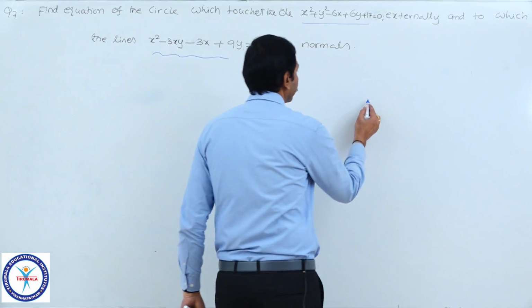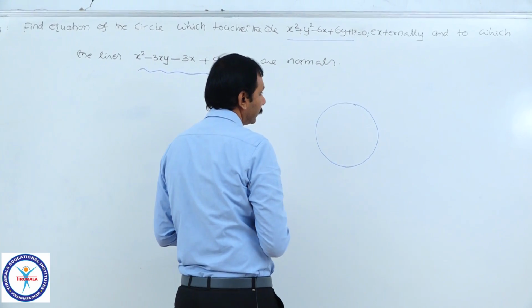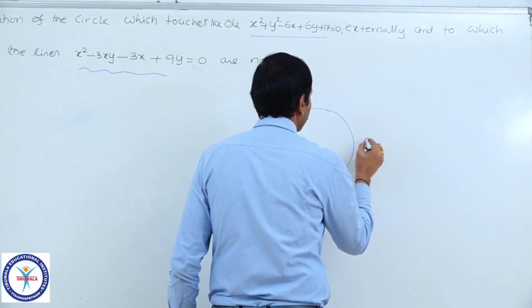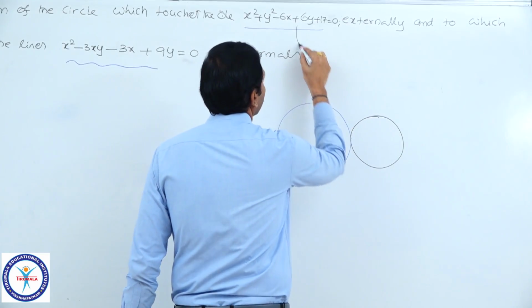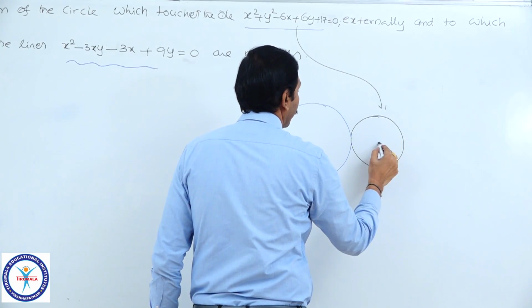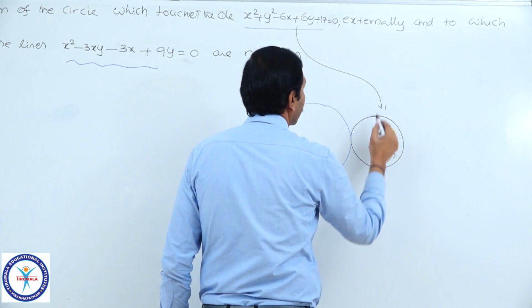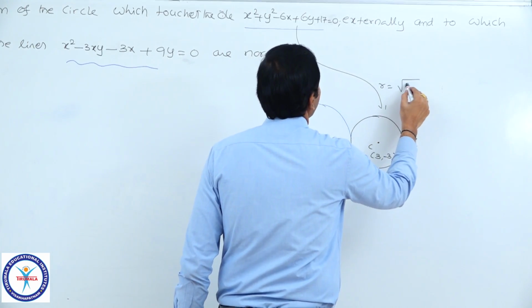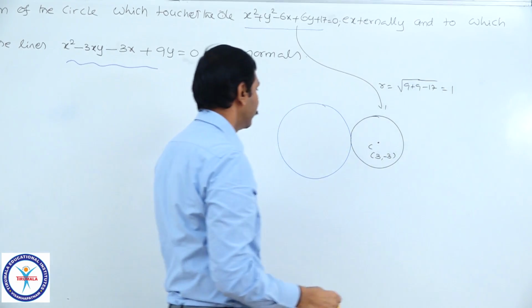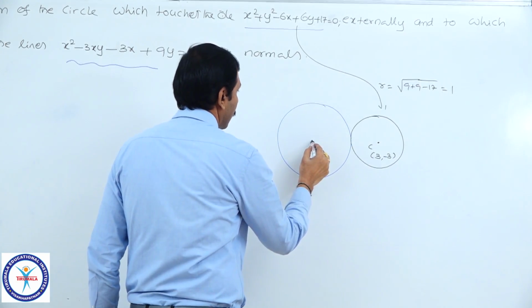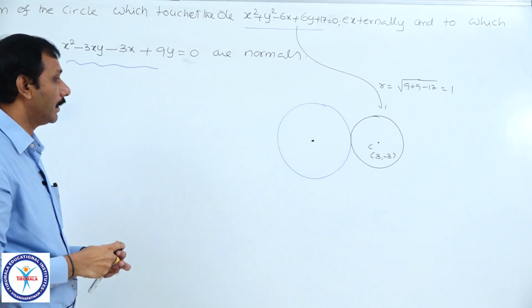See here. Suppose I take this is the required circle and this is the given circle. For this, the center is given as 3 comma minus 3. Radius is also, 9 plus 9 minus 17, equal to 1. Now, I need the center and radius of the required circle to find its equation.